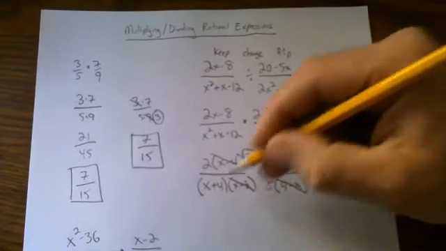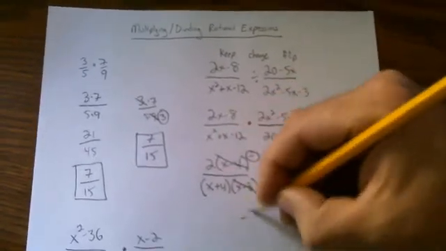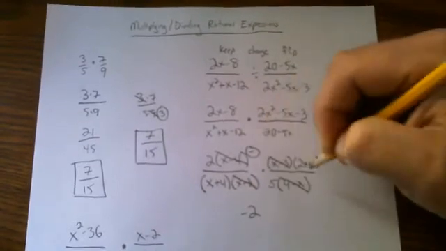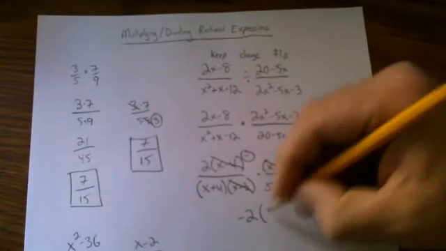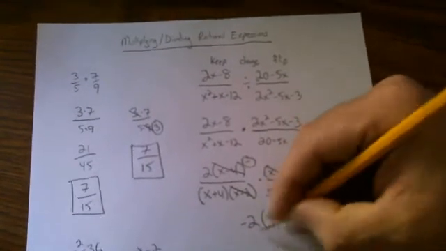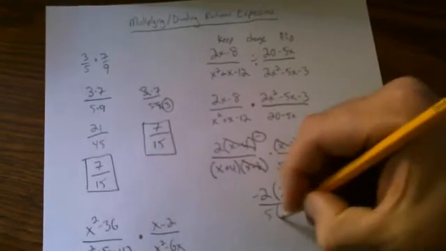Okay, so that's all we can cancel. On the top, we have a negative 2. Remember, everything's being multiplied. That's not 2 minus. That's 2 times negative 1. Times 2x plus 1 over 5 times x plus 4.